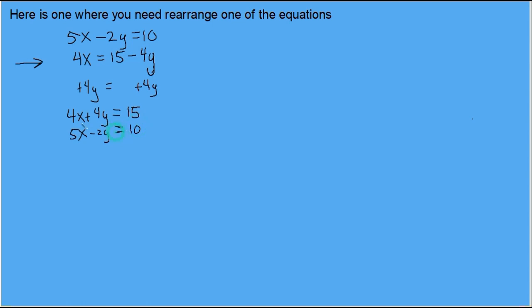So now I need to make one of the coefficients from one into the opposite of the coefficient from another one. So I see the negative 2y and the positive 4y, so I'm going to multiply this bottom one by 2. So now I get 2 times 5x gives me 10x, 2 times negative 2y gives me negative 4y, 2 times 10 gives me 20.